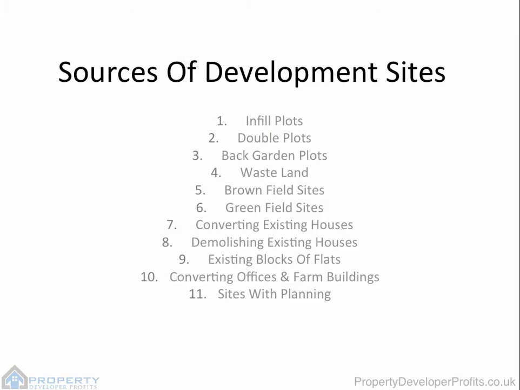The 8th one is to demolish existing houses. So you may find if a house is mispositioned in a plot, and if you knock it down, you in effect create 2 plots, or you knock down 2 or 3 houses and then you create 5 or 6 plots, as well as potentially opening up back gardens, because then it gives you access to create your own close or cul-de-sac.